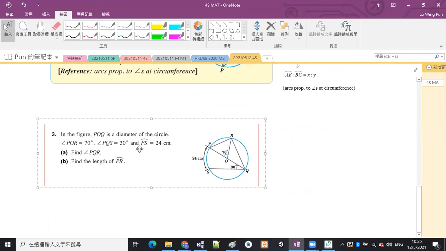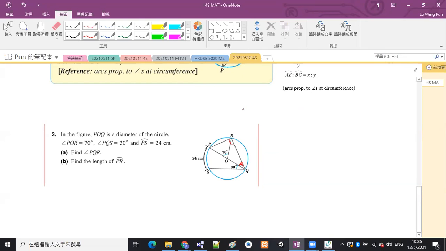In the figure, POQ is a diameter of the circle. POQ is a diameter, so we have a right angle. Okay, so you may write down the 90 degrees first. So I think PRQ is 90 degrees, right? And then angle POR is 70 degrees. Angle PQS is 30 degrees. Arc PS is 24 cm. Find angle PQR. PQR, that is this one. Okay, PQR.